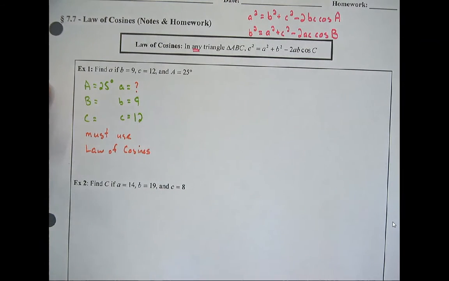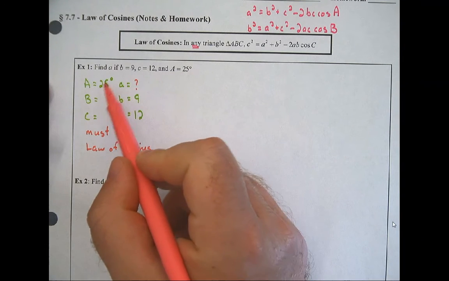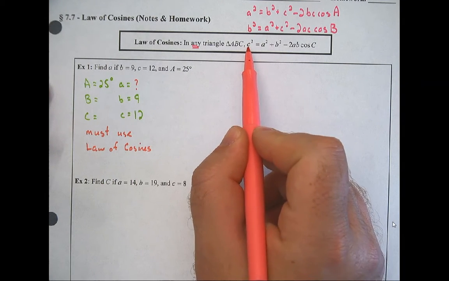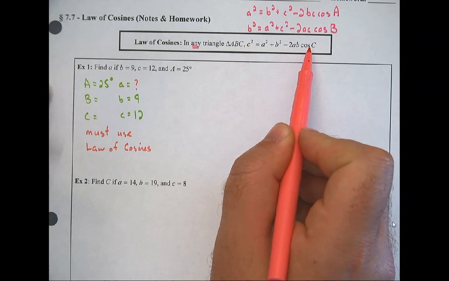Another way I knew I'd have to use the law of cosines is they wanted me to find little a. Anytime you need three sides and one angle, that's the law of cosines. See how we have a, b, and little c, and then only one angle of big C.